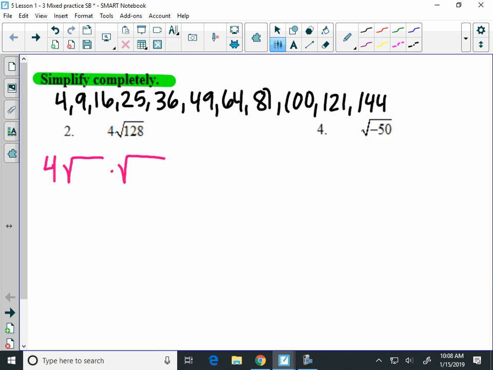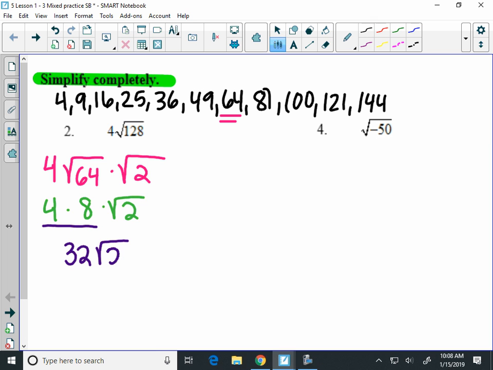Now 128 is actually 64 times 2, and 64 is on your list right here. So we're going to rewrite this as radical 64 times radical 2. You know that radical 64 breaks down into 8. So you leave your coefficient of 4. Radical 64 simplifies to 8, and we're going to multiply that by radical 2, which does not break down. The last step here is you have to multiply the coefficients 4 and 8, which is 32, square root of 2. If you wanted to, you could check that answer in your calculator.